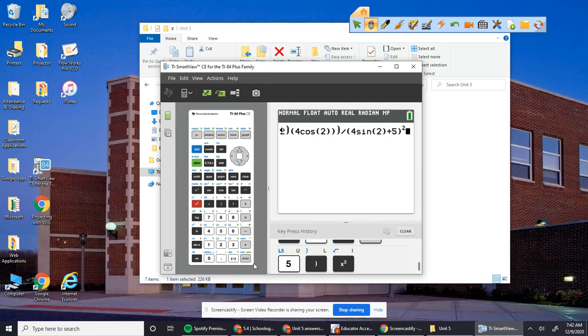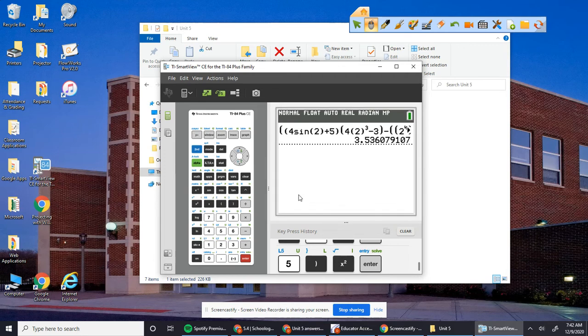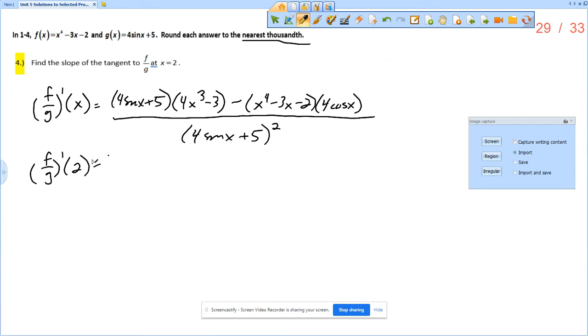If I do that, I get 3.536. So that is my derivative, 3.536. Now, another way you can do this is using the feature on your calculator to find the numerical derivative.